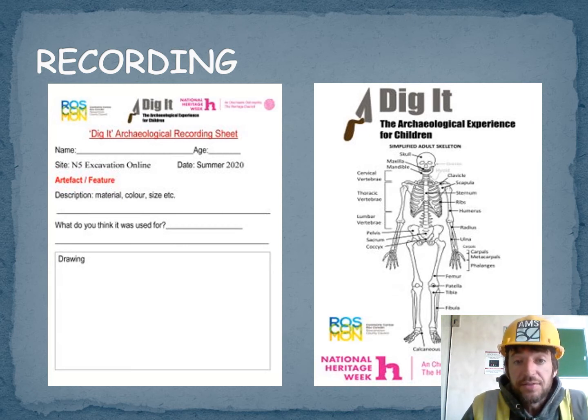So we have the Dig It archaeological recording sheet. You can put your name, your age, the site is the N5 excavation, and it's the summer of 2020. Whether it's an artifact or a feature you're drawing, you can describe it there, what you think it was used for, and you can draw it underneath. The skeleton sheet will help you identify the bones of the skeleton once you get to the human remains. These sheets are for your own record, so you remember what you virtually dug on the N5 project.